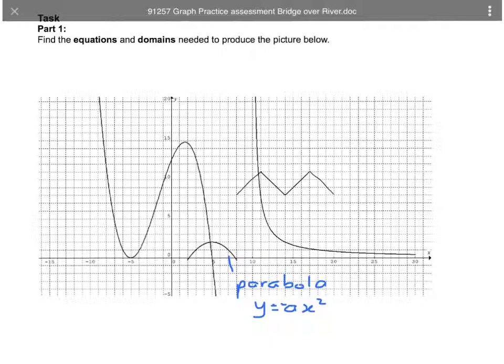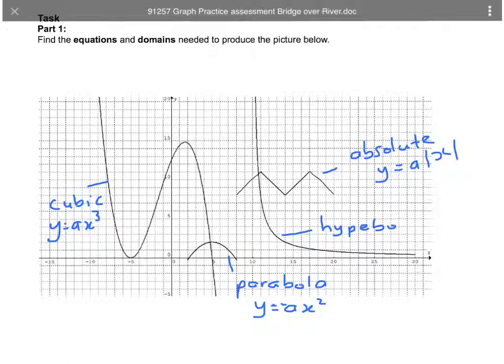We have a cubic here, y equals ax to the power of 3. We have an absolute value graph, y equals a, and then absolute value. And we have this one here, it looks like it's half of a hyperbola graph, y equals a over x. So those are our four graphs, and we'll look at each in turn.